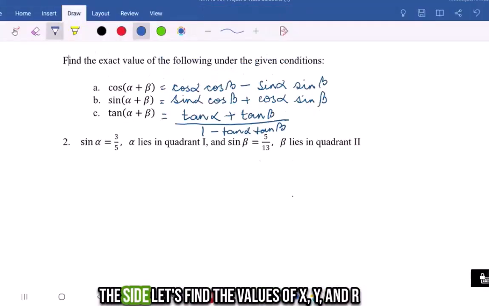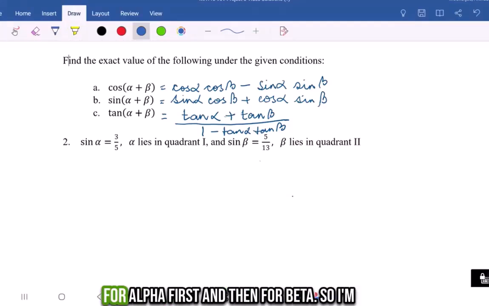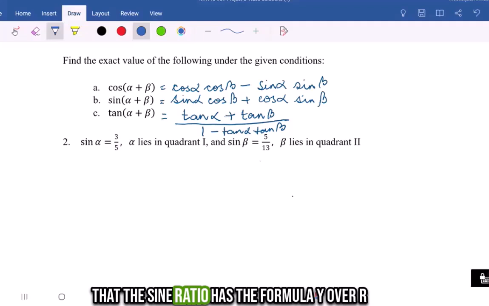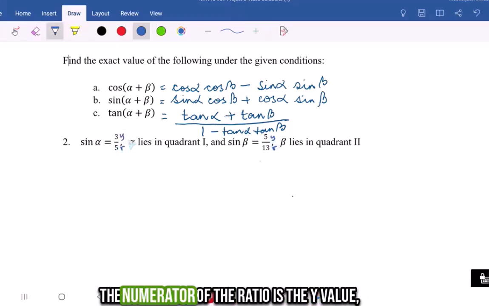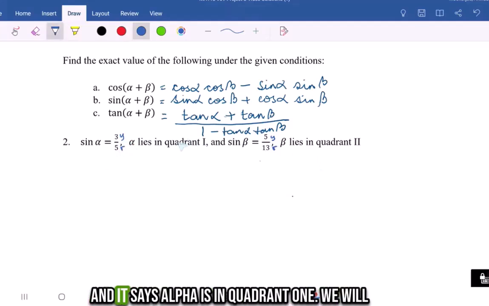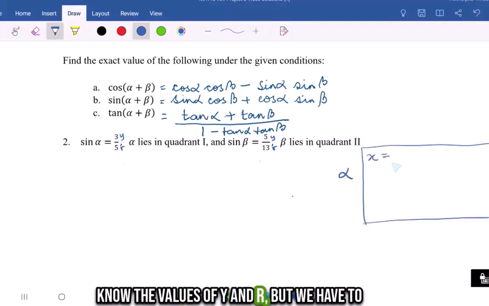In order to find the cosine and the tangent ratio, let's find the values of x, y, and r, and then we can put together the ratios of each of the functions using their formulas. So on the side, let's find the values of x, y, and r for alpha first, and then for beta. Recall that the sine ratio has the formula y/r. The numerator of the ratio is the y value and the denominator will be the r value.